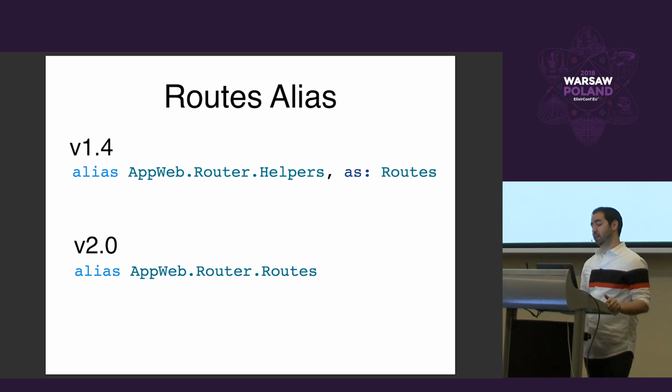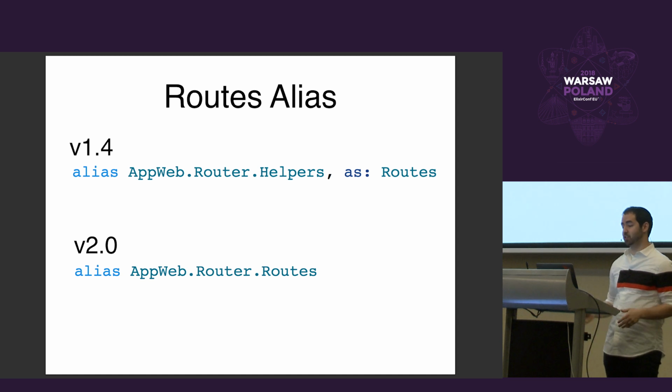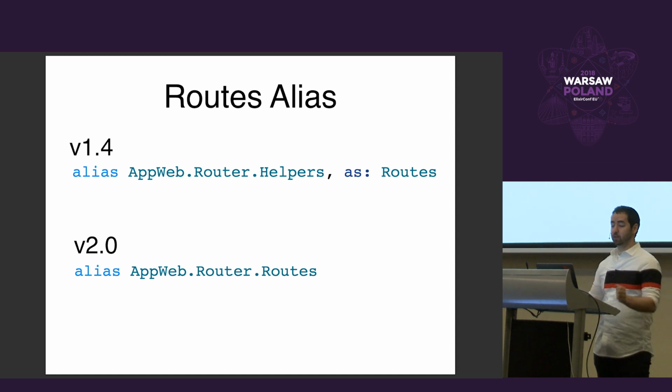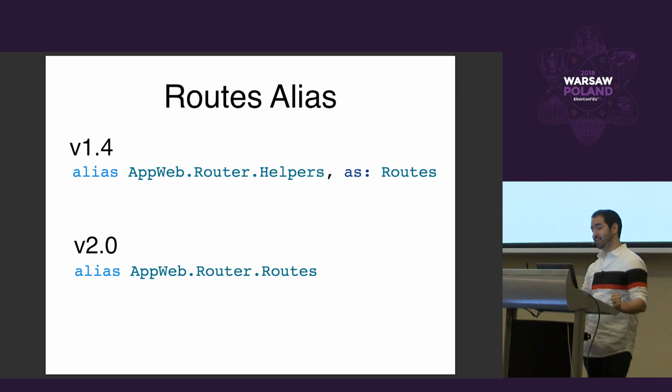So we're dropping it, because then everything becomes a helper. So for us, it's just the routes of the router. In 1.4, we can't change that dynamically generated module because it would break. So we're just doing an explicit alias.